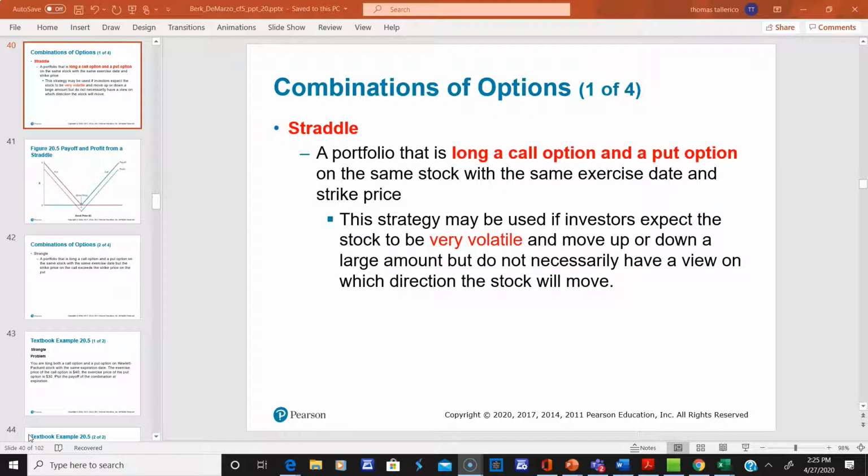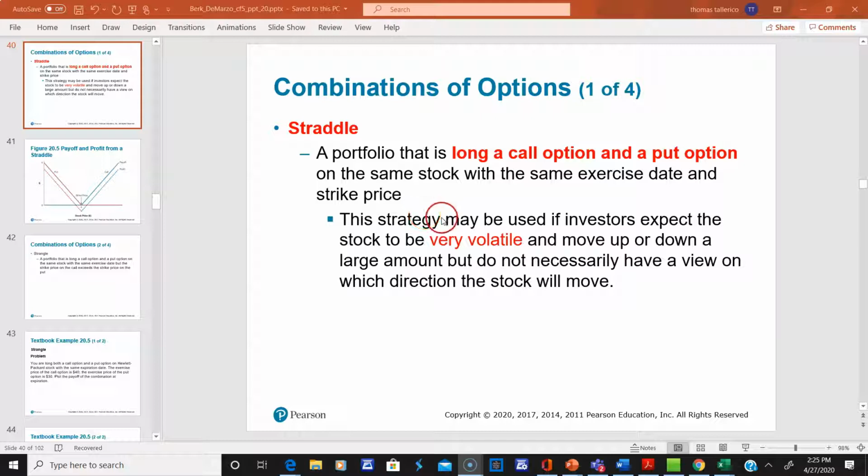Chapter 20, part 3, and we're up to slide 40. I want to talk about two positions known as a straddle and a strangle. A straddle is a combination where you buy a call option and you buy a put option on the same stock with the same strike and the same date.